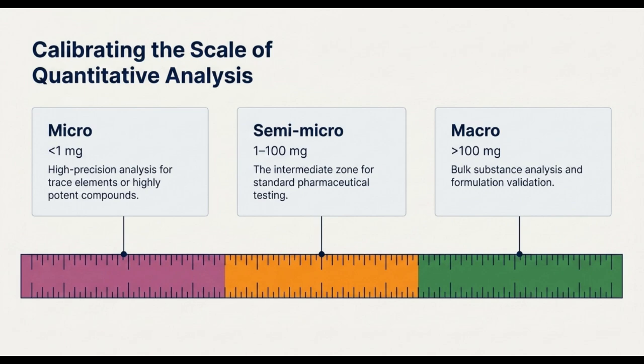Quantitative analysis is not a one-size-fits-all process because the amount of sample you have dictates the method you must use. At the micro scale, we are dealing with less than 1 milligram of material, which requires high-precision analysis for trace elements or highly potent compounds. The semi-micro scale covers 1 to 100 milligrams and represents the intermediate zone for standard pharmaceutical testing. Finally, the macro scale involves more than 100 milligrams and is used for bulk substance analysis and formulation validation. Choosing the correct scale from the start prevents costly errors and wasted effort.